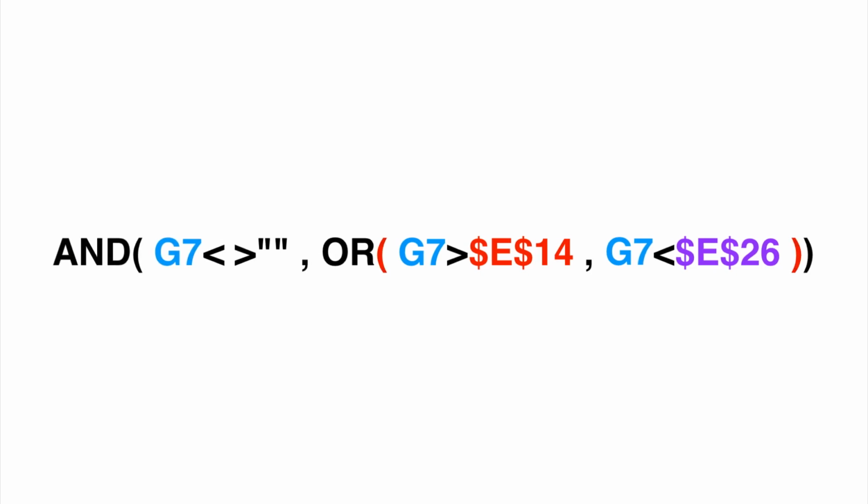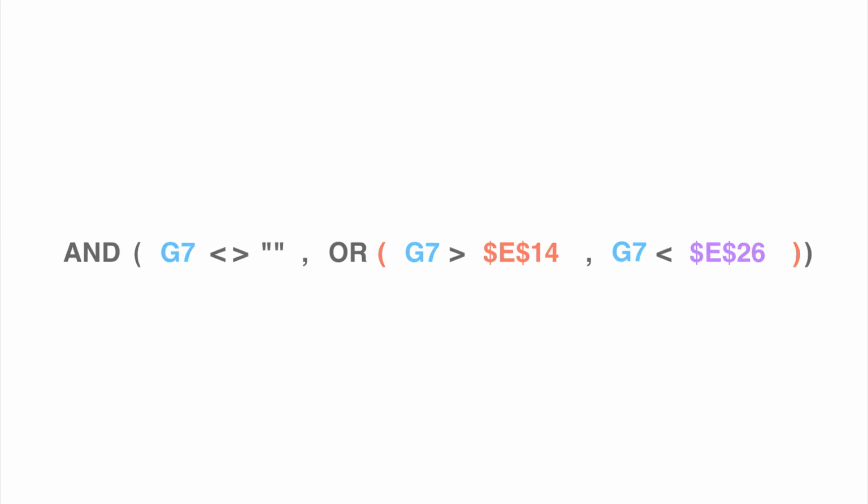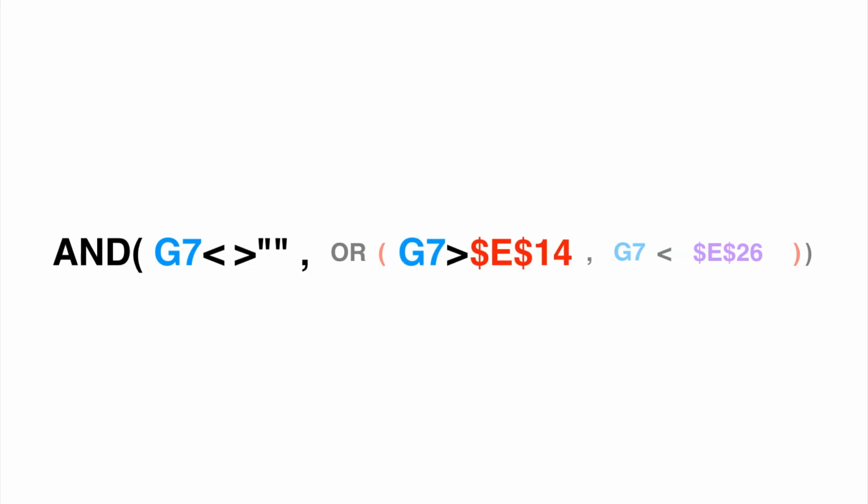So we wrap the OR inside an AND function. AND requires that both parts be true. First, that the cell is not blank, and second, that at least one of the out-of-range conditions is true. So in plain English, the logic so far reads like this. If G7 is not empty, and the value is either above plus 3 SD or below minus 3 SD, then mark this as a violation.